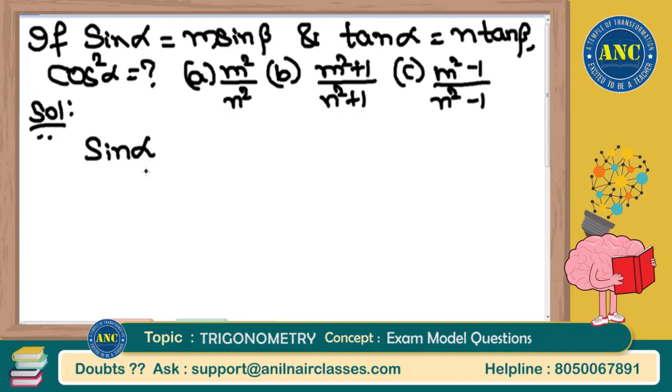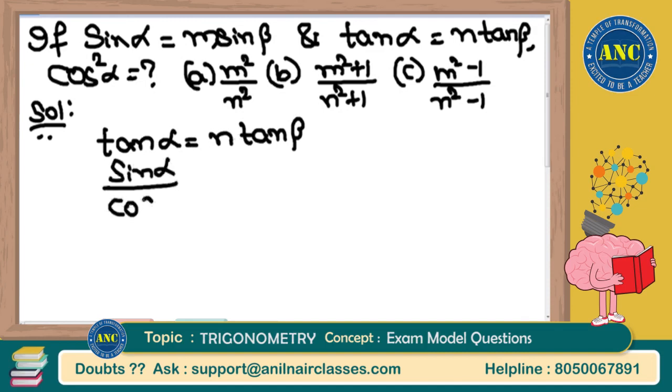Let me do it like this for your better understanding. What is the second condition? Second condition is tan alpha is equal to n tan beta. Now tan alpha is nothing but sin alpha divided by cos alpha, right? Sir, why are you expressing in terms of sin and cos? Because I know sin alpha value from my first condition. Similarly, this side it is sin beta divided by cos beta. Sir, why are you expressing tan in terms of sin beta? Because I also know sin beta value from my first equation, right?